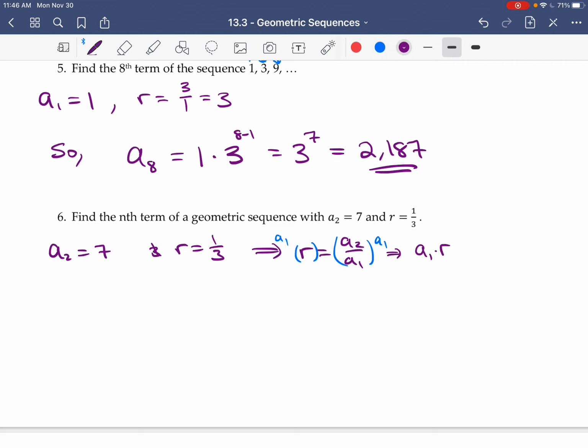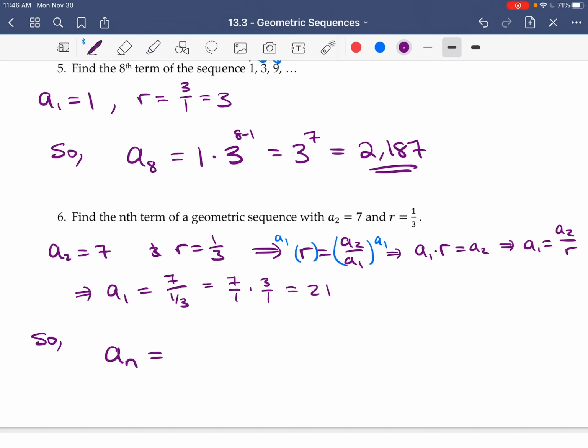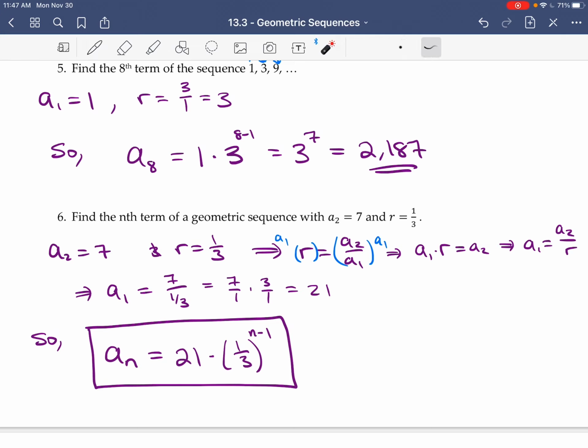So that means that A1 is 7 divided by 1/3. That's going to be 7 over 1 times 3 over 1, I flip the bottom one and multiply. So A1 is actually 21. That means that the nth term is given by the first term times the ratio to the power n minus 1. That would be our formula giving the nth term. We wanted to be careful because they did not give us A1, they gave us A2, so we needed to figure out what A1 is.